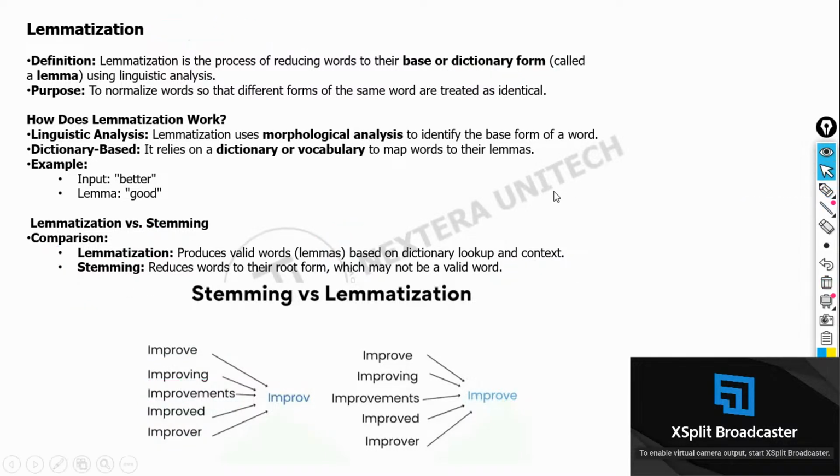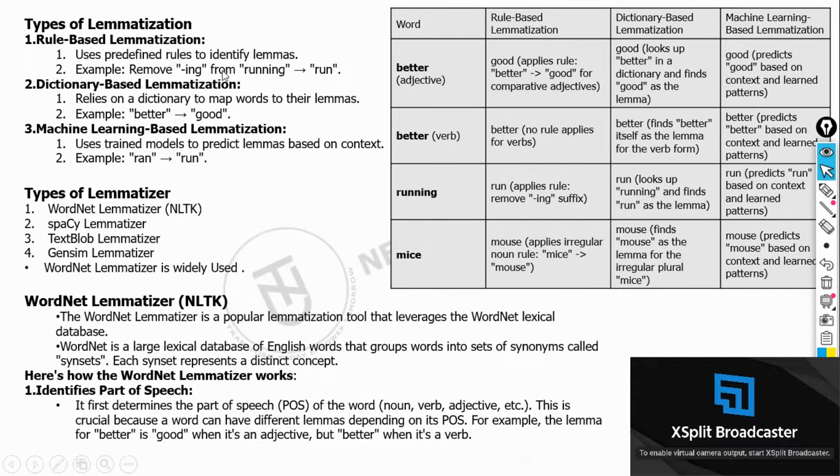Now let us quickly understand the different types of lemmatization that we have. We have rule-based lemmatization, dictionary-based lemmatization, and machine learning-based lemmatization also. They use different rules to form the lemmas. For example, if I take better as a word and use rule-based lemmatization, I'll get the root form, or the base form, as good.